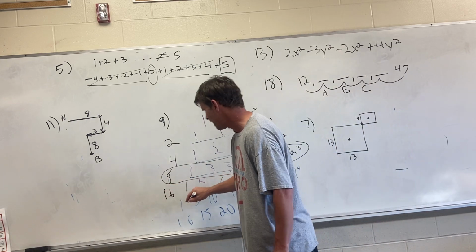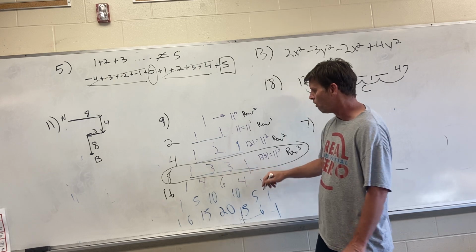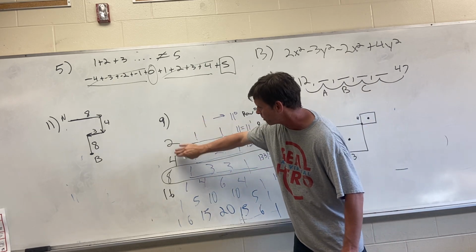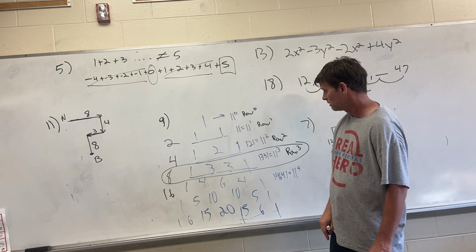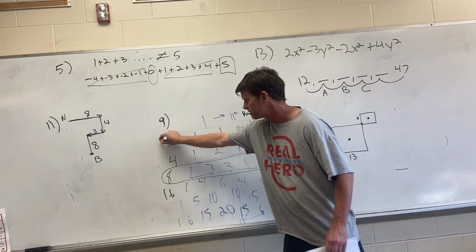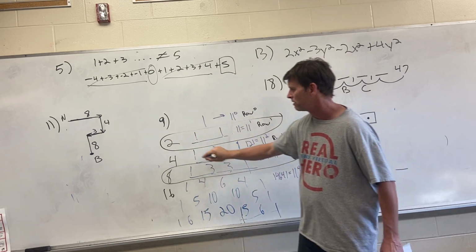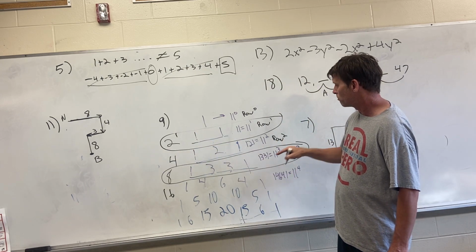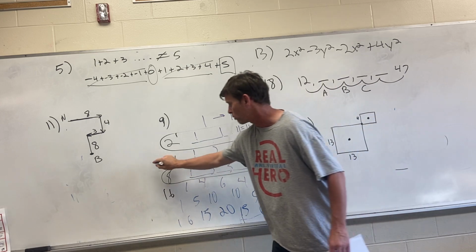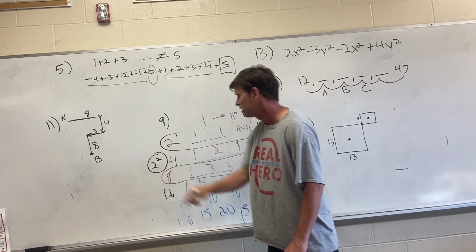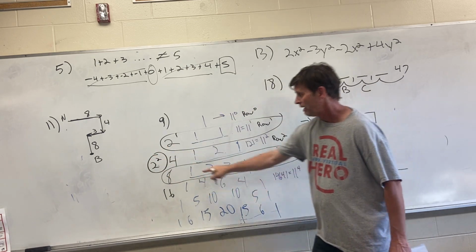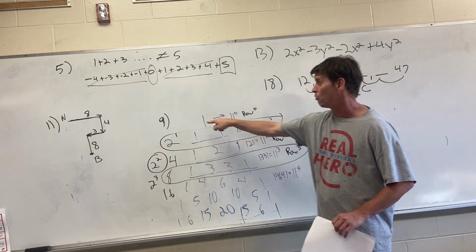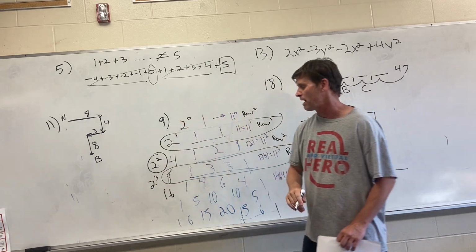You can see what's happening. The sum of all the numbers in any row is a power of 2. The sum of all the numbers in row 1 is 2 to the first power. The sum of all the numbers in row 2 is 4, which is 2 to the second power. 8 is 2 to the third power for row 3. Even this, 1, is 2 to the 0 power.